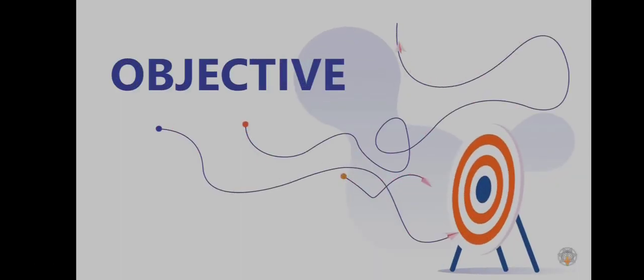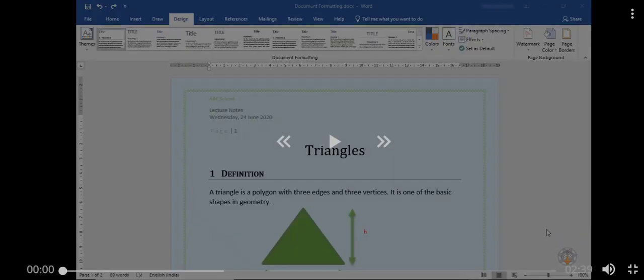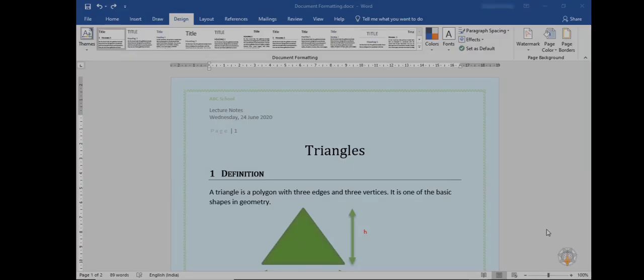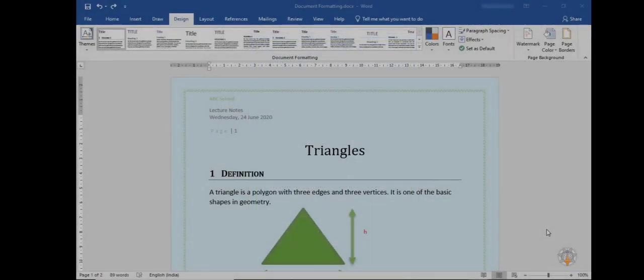Let's learn something new. This activity will cover how to apply watermarks, colors, and borders. A lot of times, you see documents that have text such as Do Not Copy, Confidential, or Draft inserted behind the main content. These are called watermarks. It reminds the user that the document is confidential, in the draft stage, or not available for duplication. Word allows you to add such watermarks.